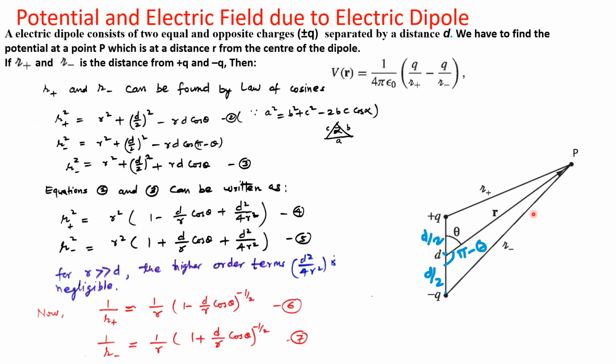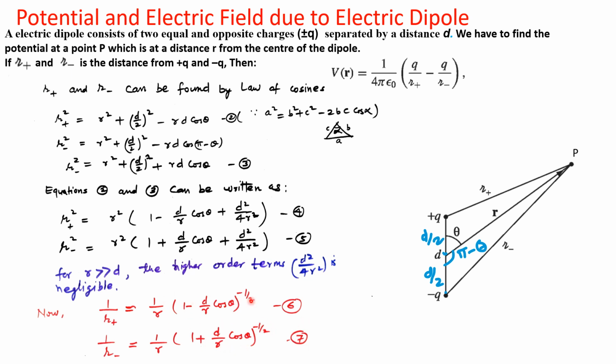And because r is much greater than d, d square by 4 r square is a very small number and it can be neglected. Now we have 1 upon r plus equal to 1 upon r into 1 minus d by r cos theta. Because 1 upon r plus will be under root of this, it will have the power minus 1 by 2. Similarly r minus will be under root of this, and 1 upon r minus will be 1 upon r into 1 plus d by r cos theta to the power minus half.